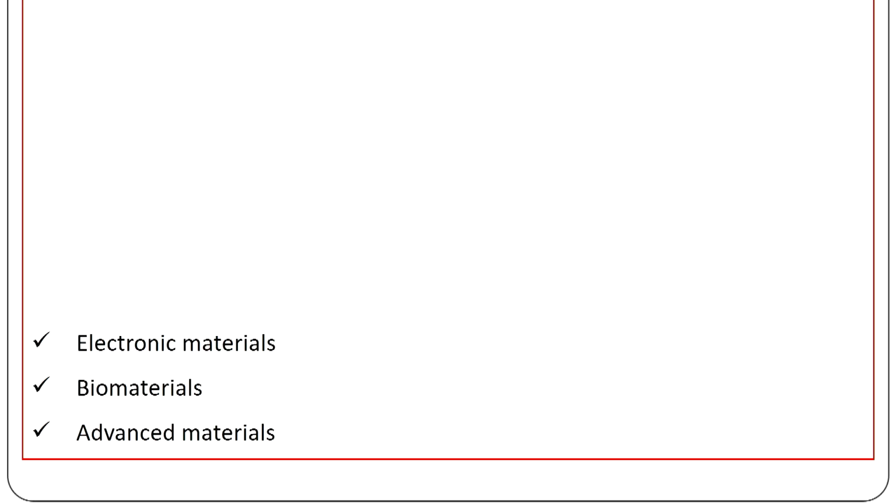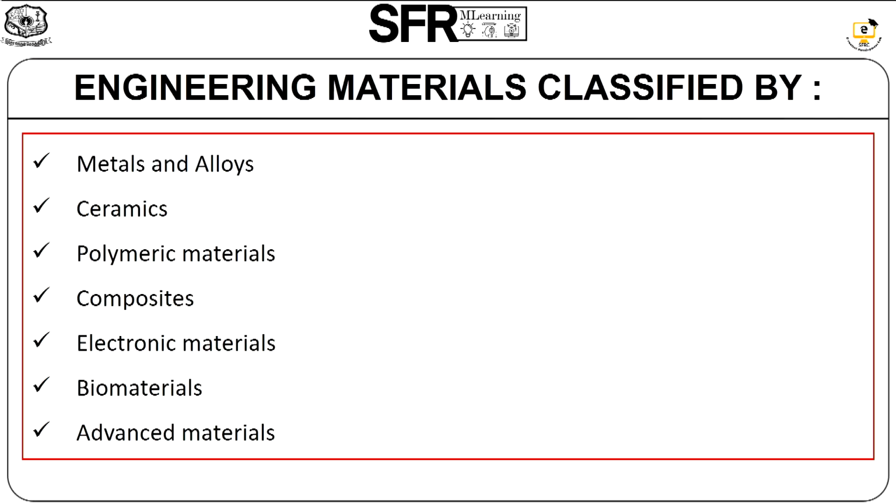The common engineering materials within the scope of material science and engineering may be classified into one of the following 7 groups: metals and alloys, ceramics, polymeric materials, composites and electronic materials, biomaterials, and advanced materials. So the first one is metals.